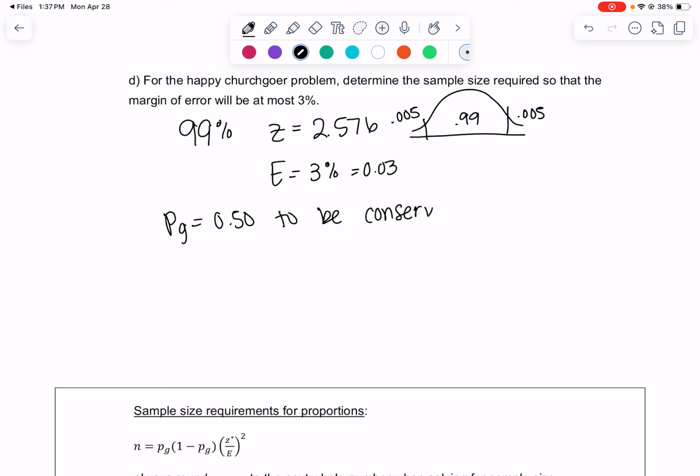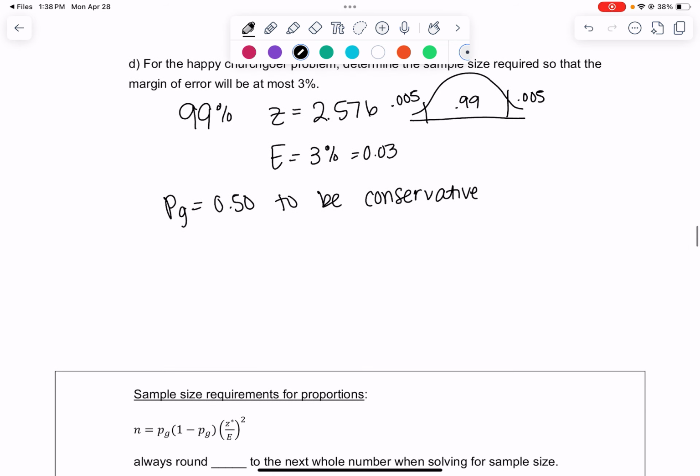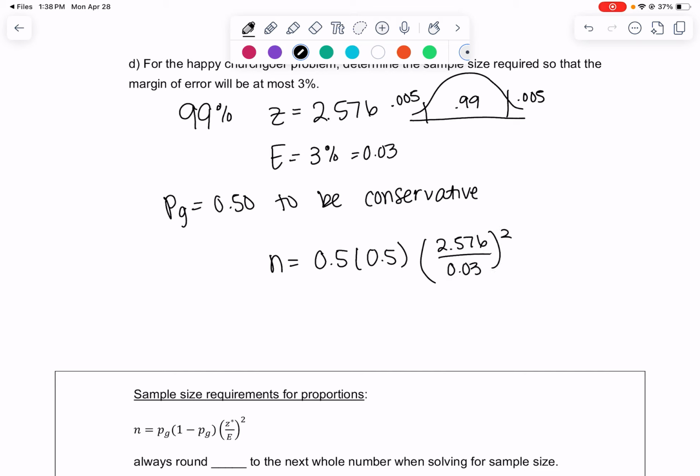So it usually overestimates, but again, it's better to have a little bit extra data to be safe, and that'll guarantee that our error is less than 3%. If we go a little too small, then it actually might end up being more than 3%, so that's why 50% will be our safe guess. So our sample size will be 50, and then 1 minus 50 is just 50, so it'll be 0.5 times 0.5 for 50%, and then we have the z-score over the error squared. I'm just referencing that same formula.